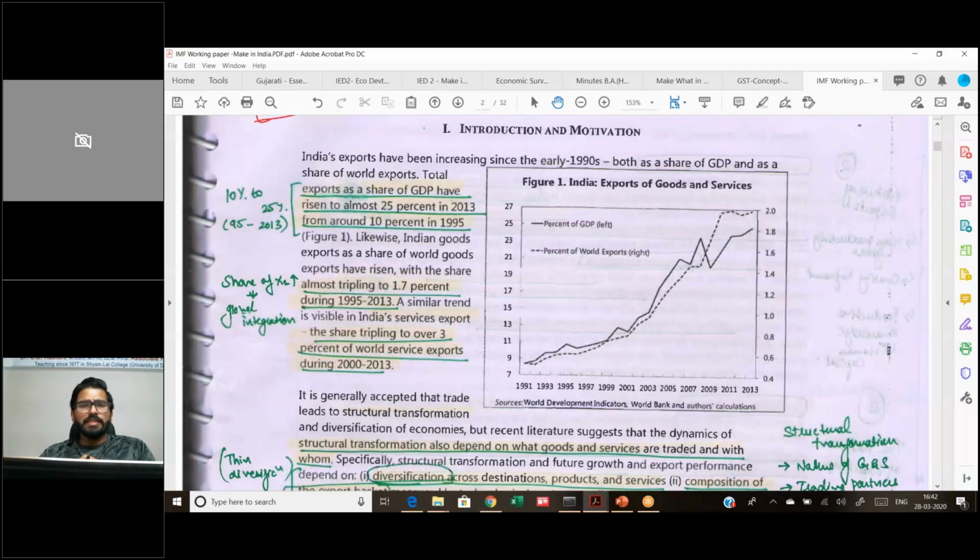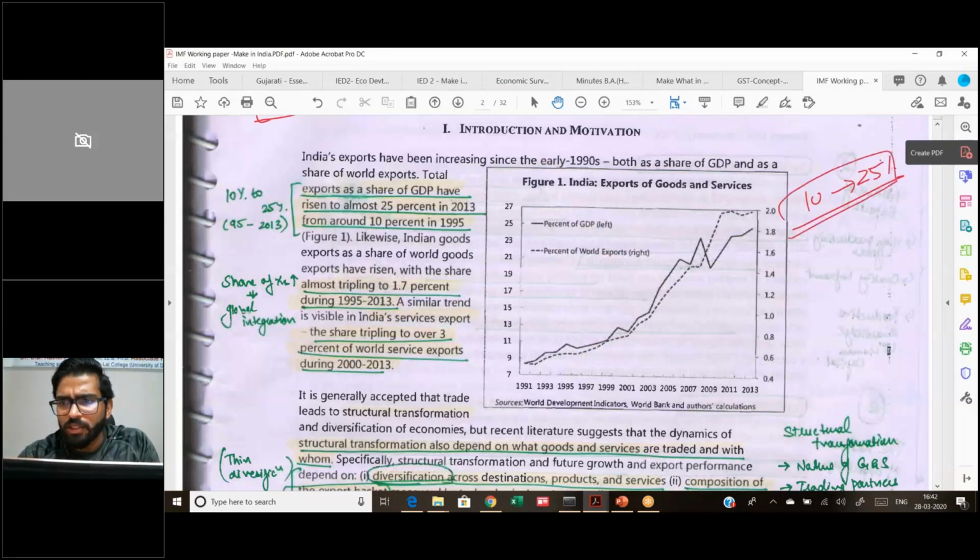So if we see the total exports, India has of course, after the liberalization phase, integrated itself with the world economy, which is also visible by the fact that total exports as a percentage of GDP has increased from somewhere around 10% to 25%. So 25%, this is the 2013 figure. So 25% of your GDP is actually coming from exports.